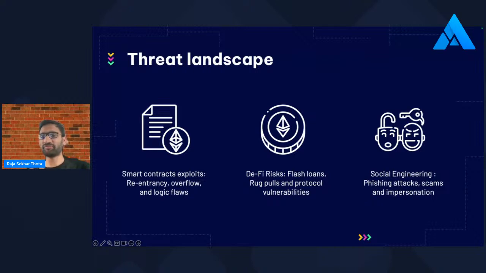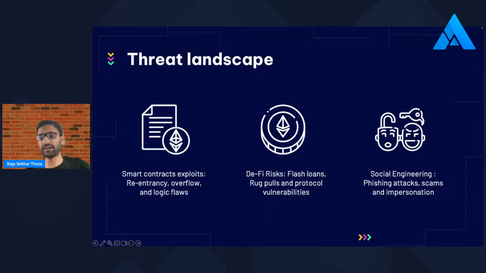And then these smart contracts are developed by humans, so there is always a chance for human error in the form of logic flaws, which can also lead to these vulnerabilities, which can cause a lot of loss to the products or the services built around these smart contracts. And the second case is decentralized finance risk, flash loans. And then rug pulls. Rug pulls were once a common vulnerability, in terms of founders just liquidating the money and running away because of improper admin controls or access controls implemented, and protocol vulnerabilities.